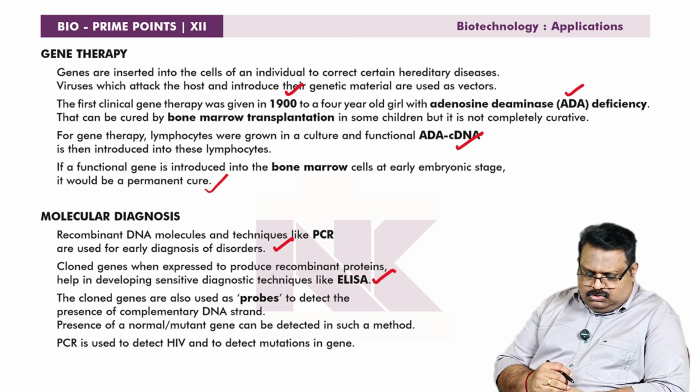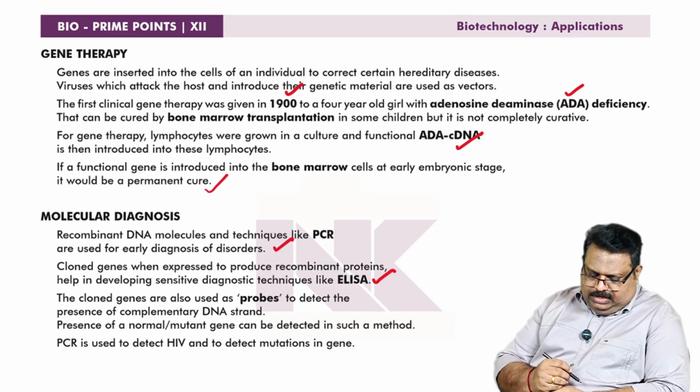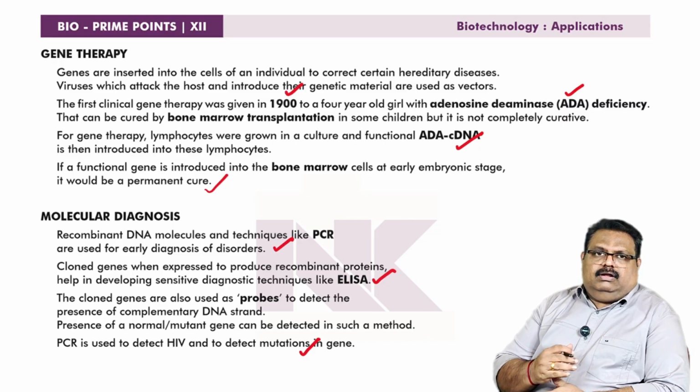The cloned genes are also used as probes to detect the presence of a complementary DNA strand. The presence of a normal or mutant gene can be detected in such method. Then PCR, that is the polymerase chain reaction that we already studied, is used to detect the HIV and to detect mutations in genes. That means the early detection of a disease can be diagnosed by using techniques of biotechnology.